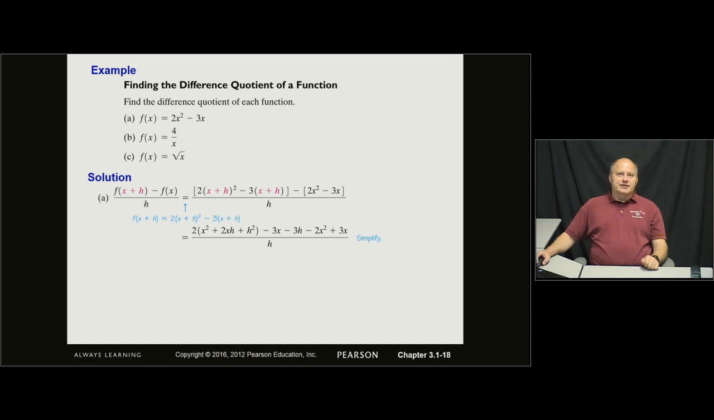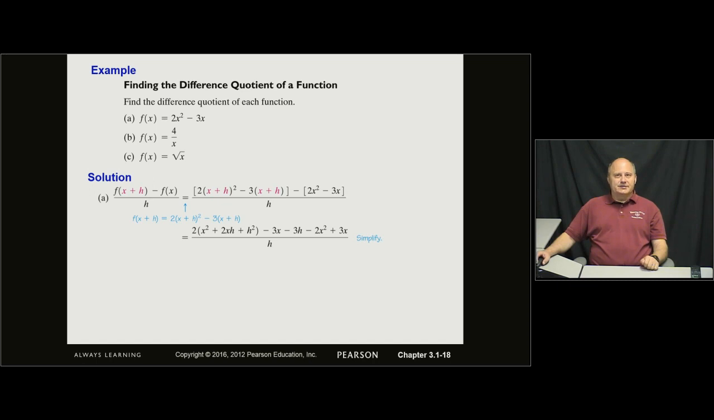But x plus h squared is x plus h times x plus h, which turns out to be x squared plus 2xh plus h squared, which is the next step below us. Leave in the 2 there, and then distribute the minus 3. So it's a minus 3x minus 3h. Now distribute the negative, so it's going to be a minus 2x squared and a plus 3x.